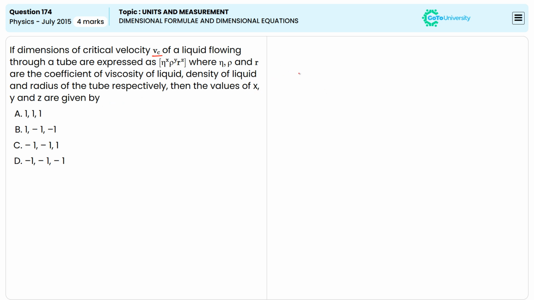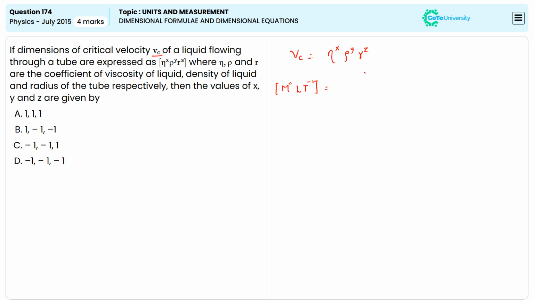Okay. Now we can solve this one with the help of the dimensional method. That is Vc is equal to eta to the power of x, rho to the power of y and r to the power of z. Then by applying the fundamental dimensions, that is mass, length and time, the velocity, which is meters per second, is M to the power of 0, L to the power of 1 and T to the power of minus 1.